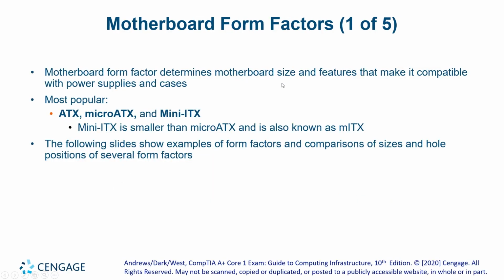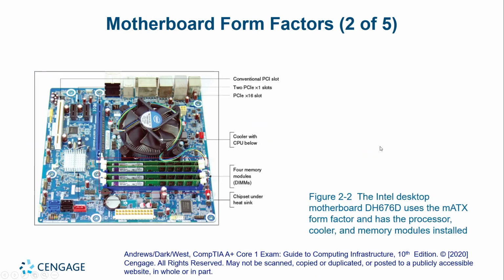Motherboard form factor determines the size and features and also makes it compatible with the power supply. So if you get an ATX, you're going to need an ATX power supply, etc., because they have matching power plug-ins for the different sockets on the board. Micro ATX is smaller than Mini ATX. Mini ATX is smaller than ATX. Mini ATX is also called ITX. The following slides show different examples and compare the sizes.